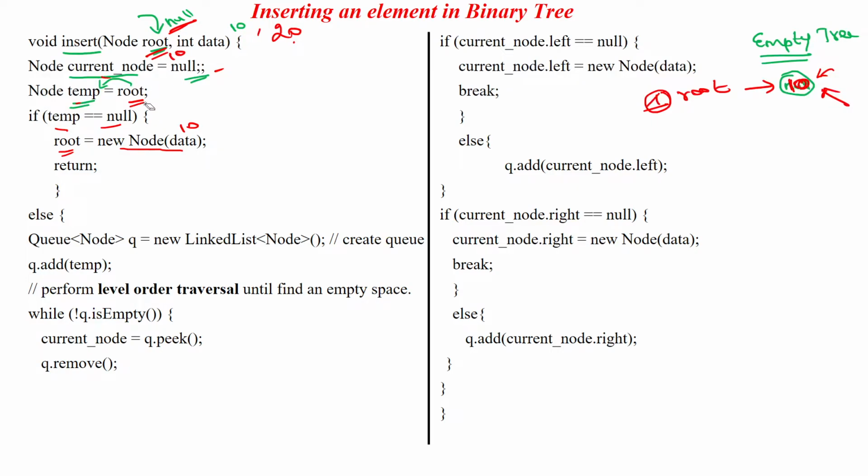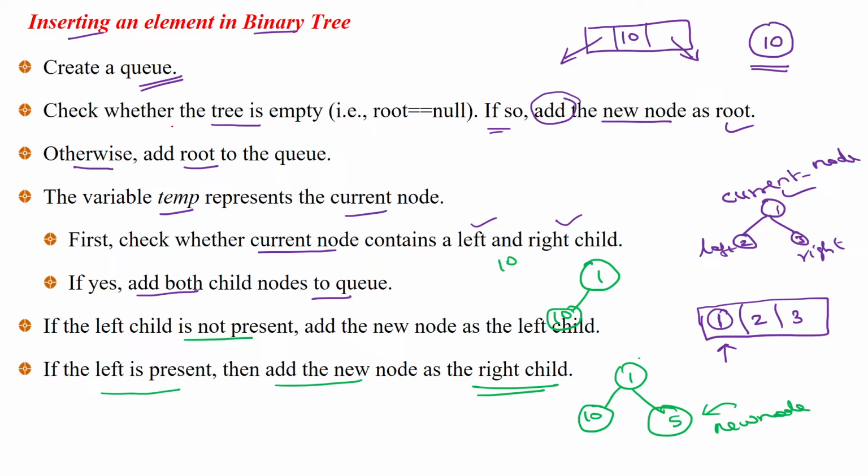Now we check whether temporary equals null. No, temporary has the value 10, so 10 equal to null is false, and this block is not executed. Now the else portion: check whether the tree is empty. No, it is not empty. Otherwise, we have to add that root into the queue.